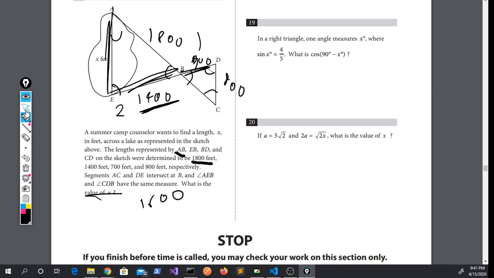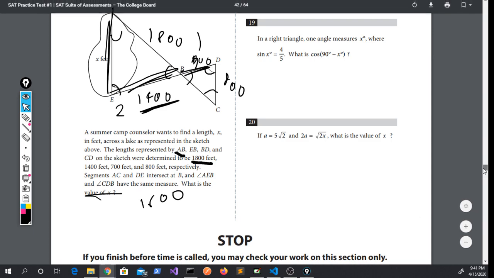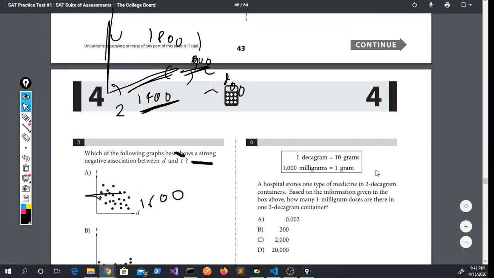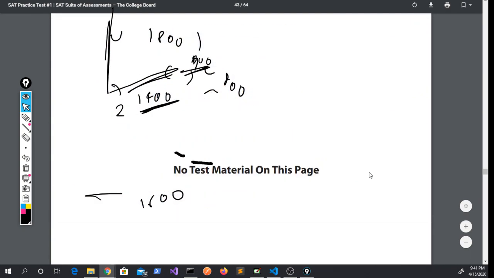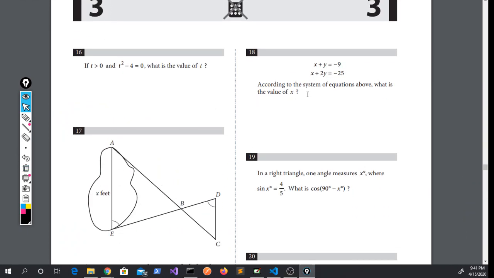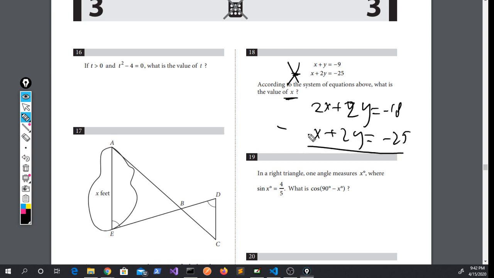What is the value of x? You might be tempted to eliminate x. Don't do that, right? We're solving for x, so multiply the top part by 2. 2y negative 18, x plus 2y is equal to negative 25. You subtract, then you get x is equal to 7.